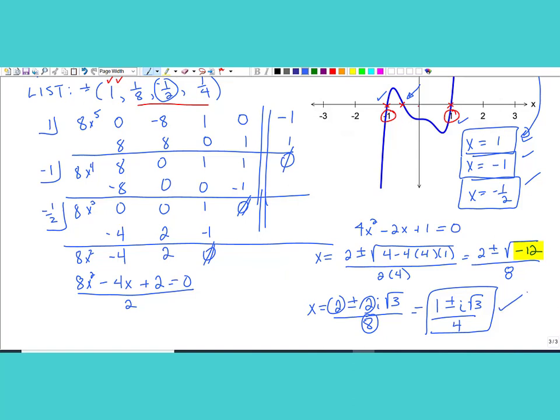And that is what happens when the graph doesn't cross the x-axis in all the places, because we have some imaginary answers. And also, the imaginary ones always will travel in pairs. You're always going to have a plus or minus.